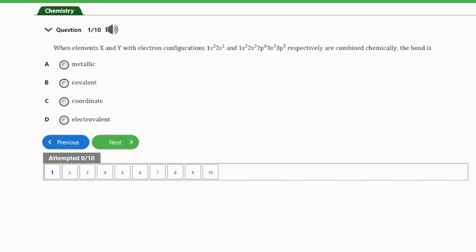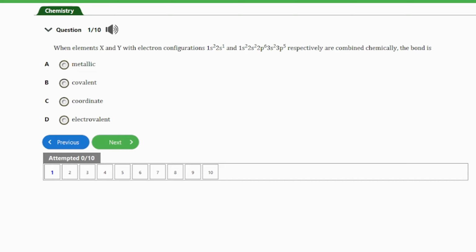It says, when elements X and Y with electron configurations 1s2, 2s1 and 1s2, 2s2, 2p6, 3s2, 3p5 respectively are combined chemically, the bond is A, metallic, B, covalent, C, coordinate, D, electrovalent. The answer to this question is option D, and that's electrovalent.